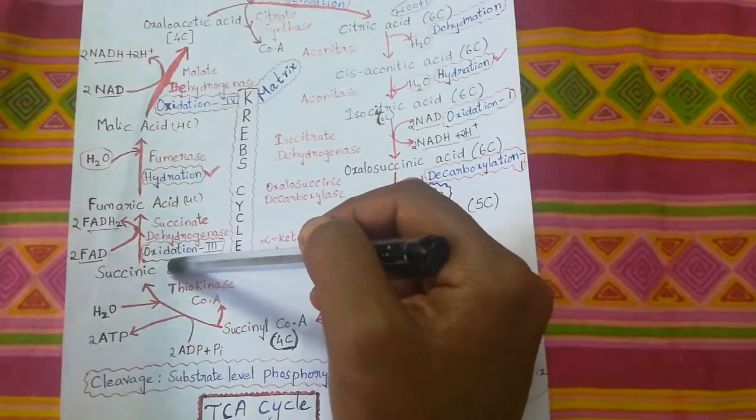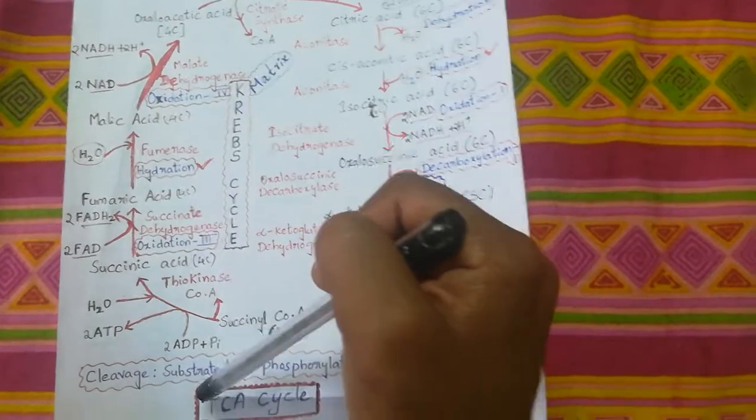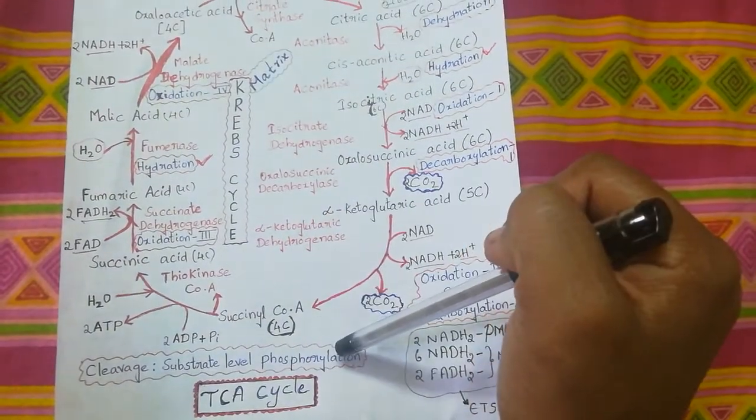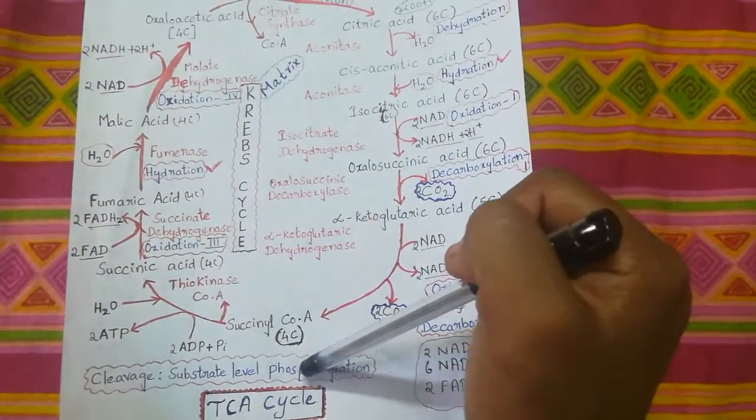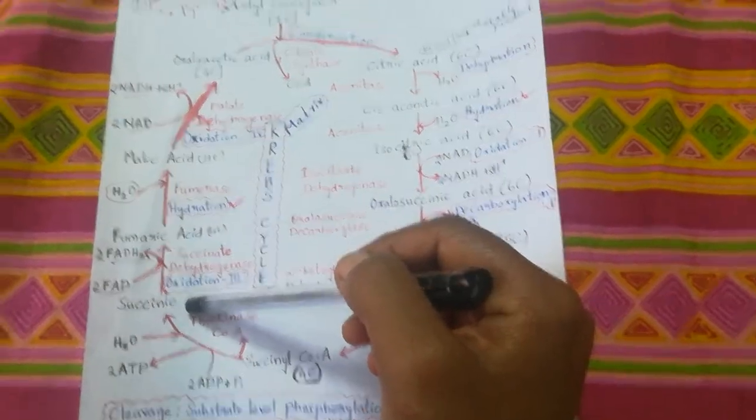So in complete aerobic respiration, there will be 3 SLP reactions, that is substrate level phosphorylation reactions: 2 in glycolysis and 1 in Krebs cycle.